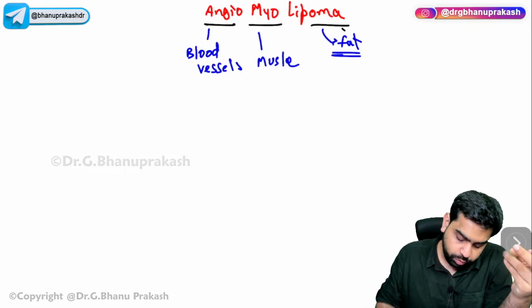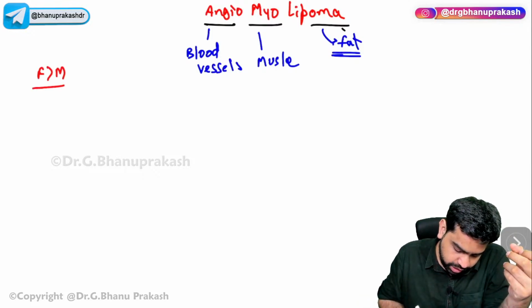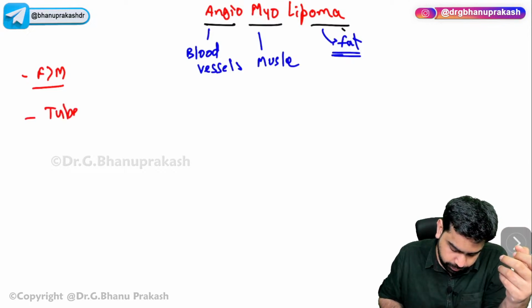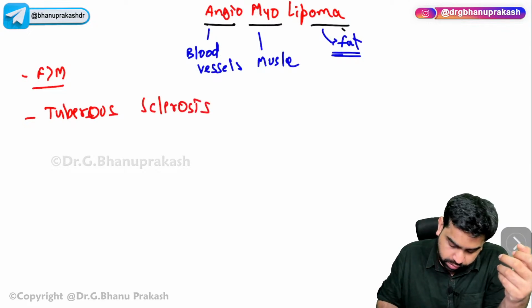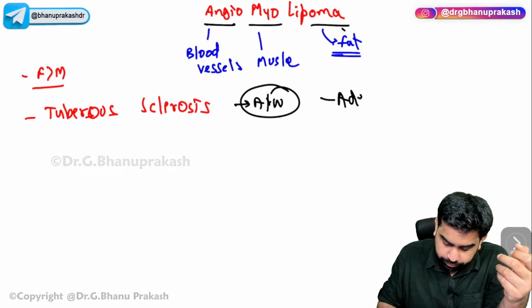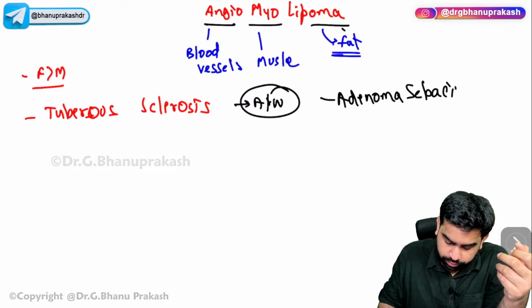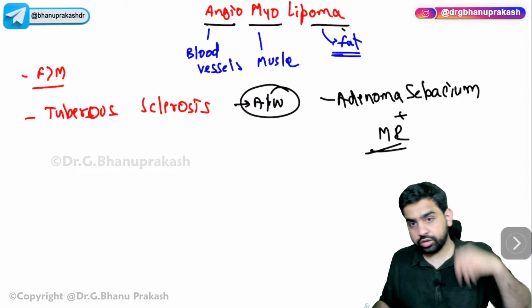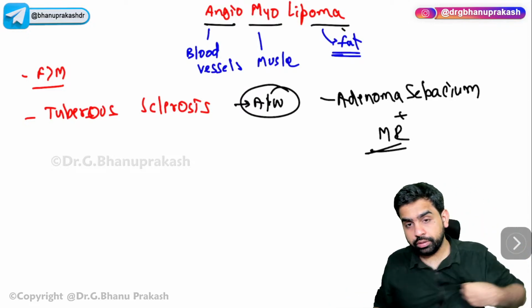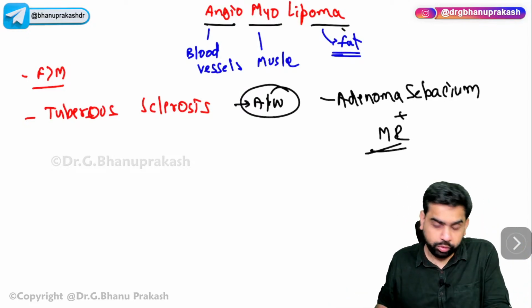This is much more common in females as compared to males. This is the one which is associated with tuberous sclerosis, and that is why it is associated with skin lesions like adenoma sebaceum, along with mental retardation. All of these are associated in patients with adenoma sebaceum. I hope you're able to understand this point.